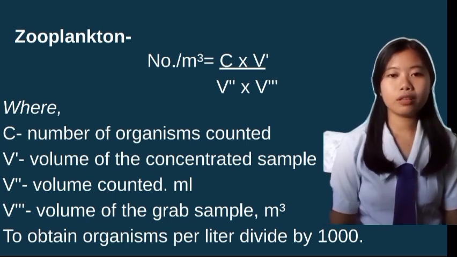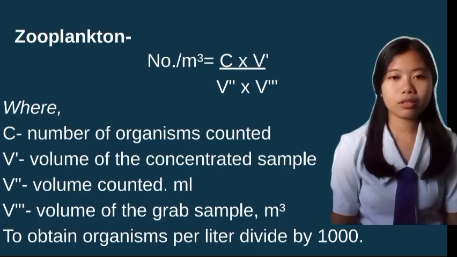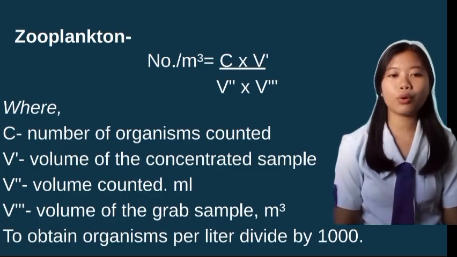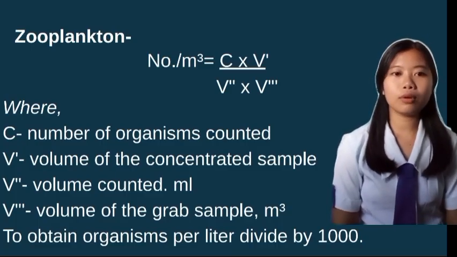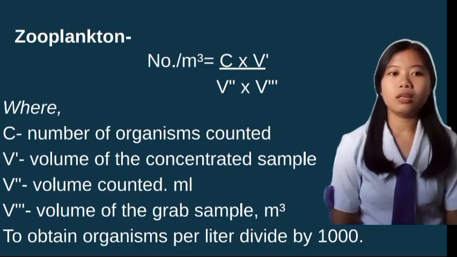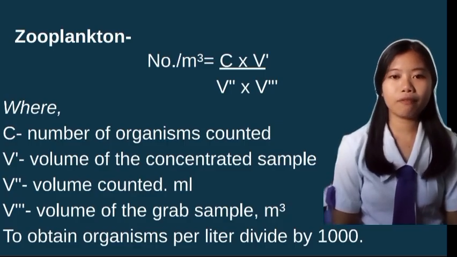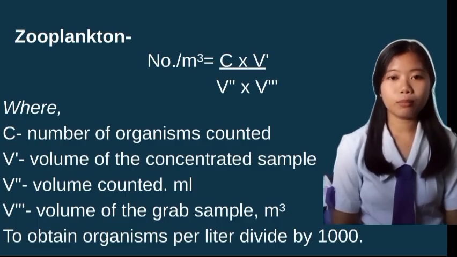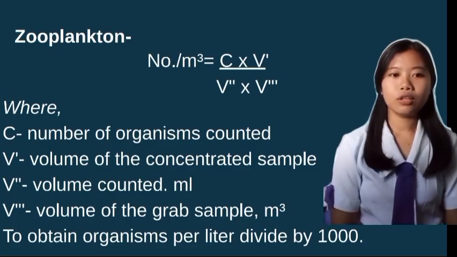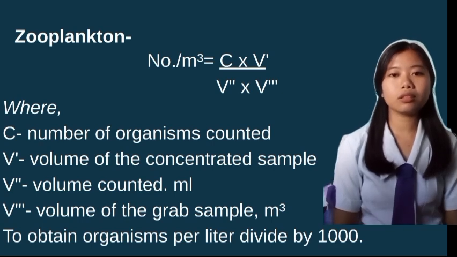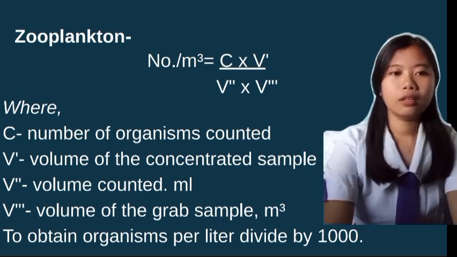For zooplankton, it uses the formula below. Number of individuals per cubic meter is equal to C, which stands for number of organisms counted, multiplied by V single prime, which stands for the volume of the concentrated sample, divided by V double prime, the volume counted in ml, and multiplied by V triple prime, the volume of grab sample in cubic meters. To obtain organisms per liter, divide by 1000.